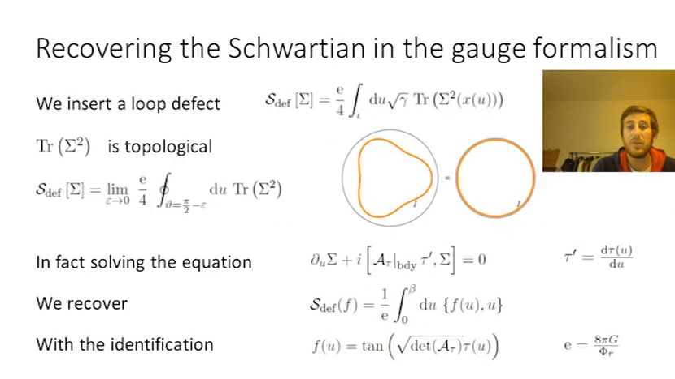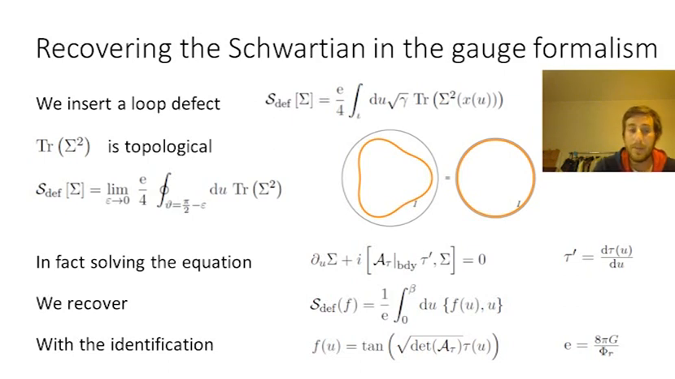However, the BF action is completely topological, and so it cannot be dual to this version, and we can solve this by simply inserting a loop defect, i.e. a potential term of the form trace of sigma squared integrated on a loop. And in particular, trace of sigma squared is a topological operator, and this can be exploited to push the defect infinitely close to the boundary.